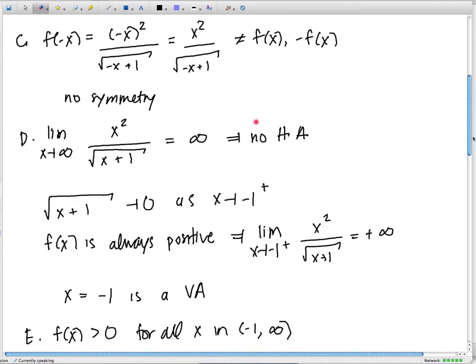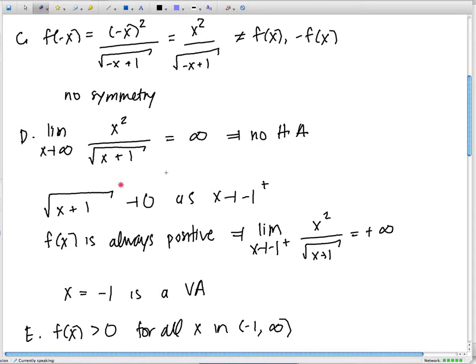What about vertical asymptotes? Well, we know that our denominator goes to 0 as x goes to -1 from the right. I can't look at x going to -1 from the left because that's not in the domain of our function. Moreover, note that f of x is always positive, right? x squared over a square root is always positive, so the limit as x goes to -1 from the right of x squared over root x plus 1 is positive over something going to 0 that's positive, so plus infinity. This tells me that x equals -1 is a vertical asymptote.